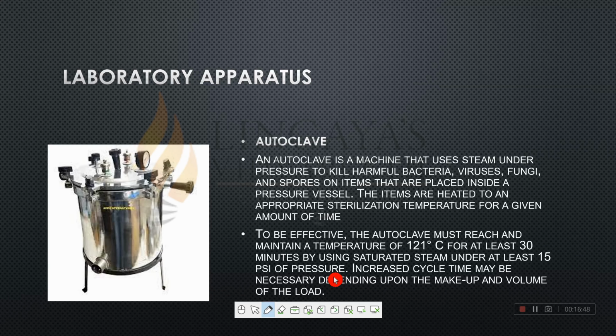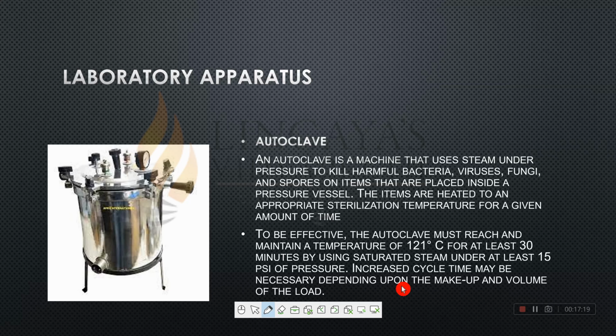Next one is the autoclave. As I told you, there are two types of sterilization performed in the laboratory. The first one is dry heat sterilization and the second one is moist heat sterilization. For culture media we cannot use a hot air oven because it will burn the media, resulting in denaturation of the media. For the materials which cannot be sterilized with a hot air oven, we use an autoclave.